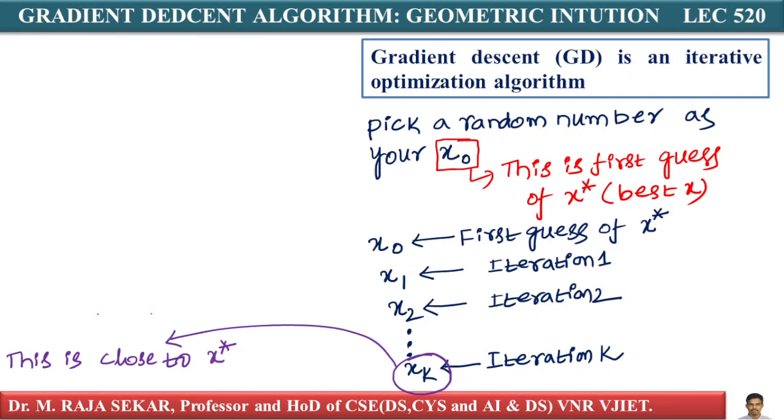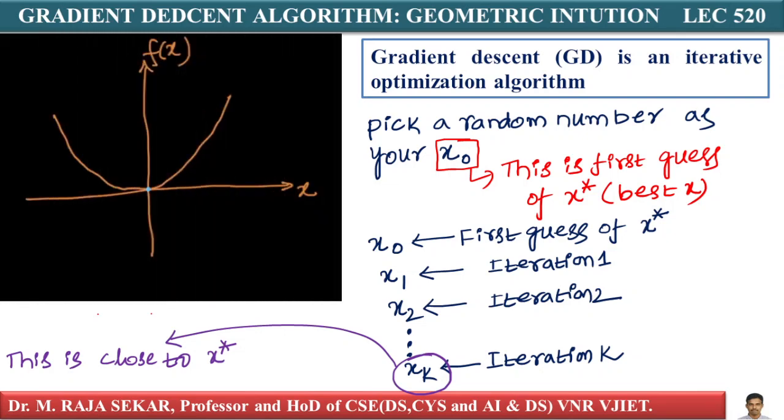Let's assume I have a curve like this. For this curve, I want to find x star. What is my x star? X star is argmin of f of x. This is what I want to find.